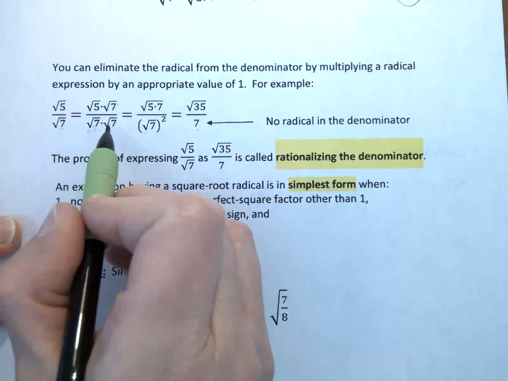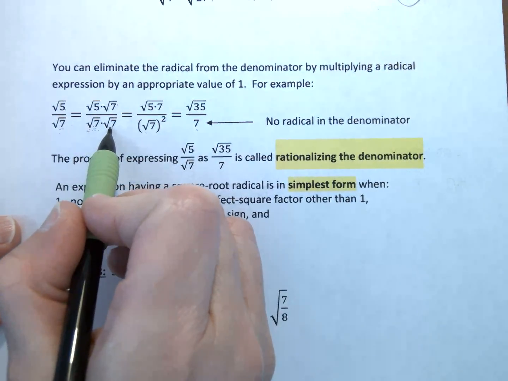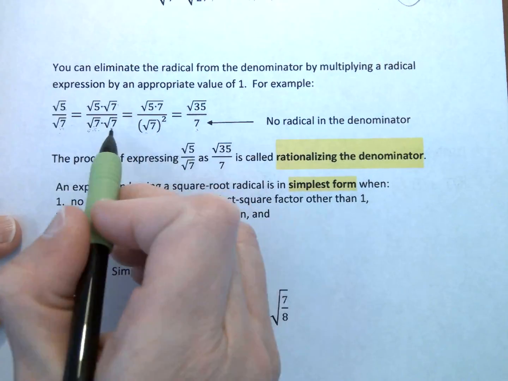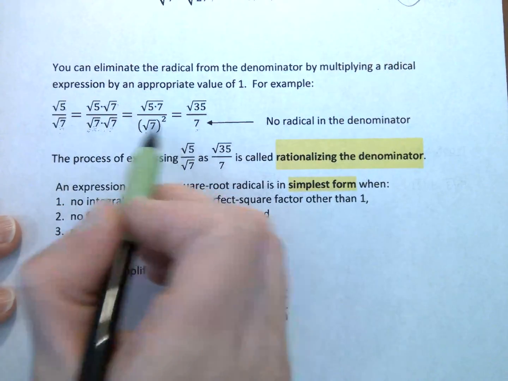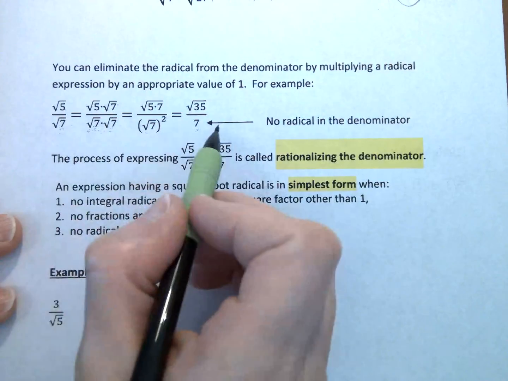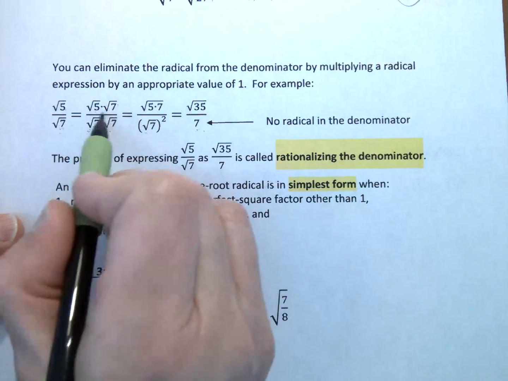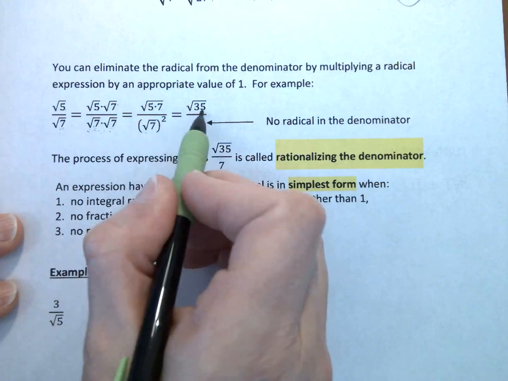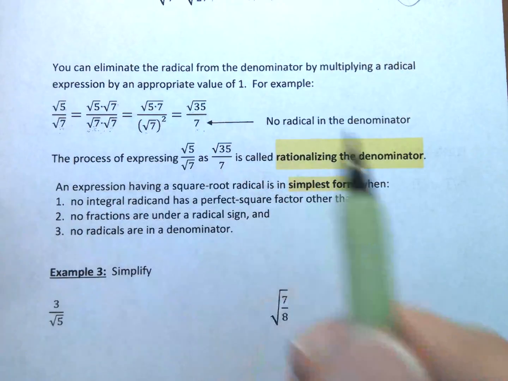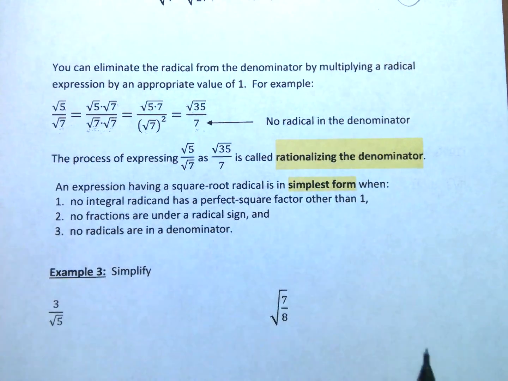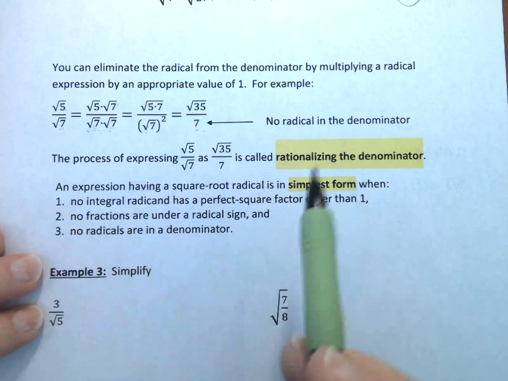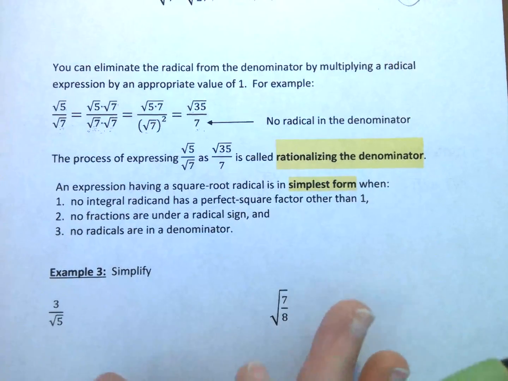So square root of 7 times square root of 7 is the square root of 49. I've now created a perfect square. Square root of 49 is just 7. Okay, so that's how we get rid of that radical, by creating a perfect square and then just taking the square root. I also have to multiply the top. 5 times 7 is 35. 35 doesn't have any perfect square factors, so we just leave it like this. Okay, so that's rationalizing the denominator.